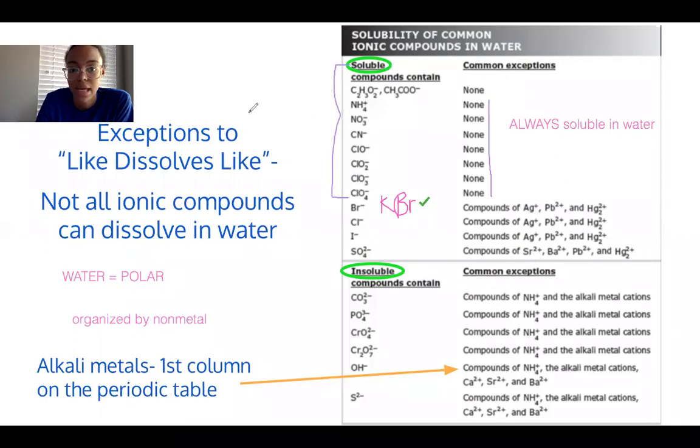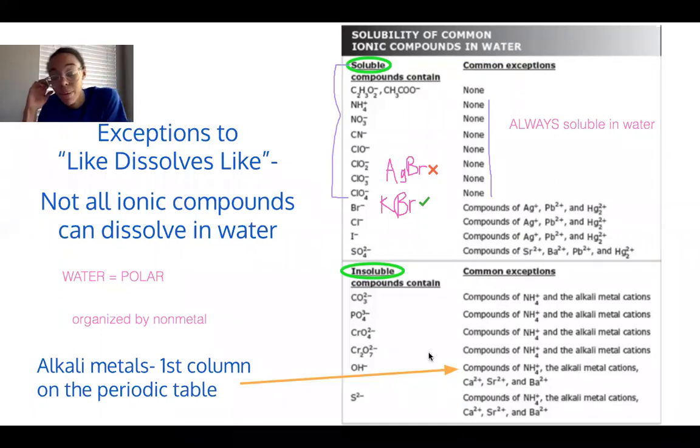But what if instead we had AgBr? Oh, it's so hard to write with this little marker. Okay. AgBr. We can look and we can see Br is soluble. And then in the exceptions, the first one listed is Ag. Ag is an exception to it being soluble, meaning nope, that would be insoluble in water. Okay, that's how this chart works.